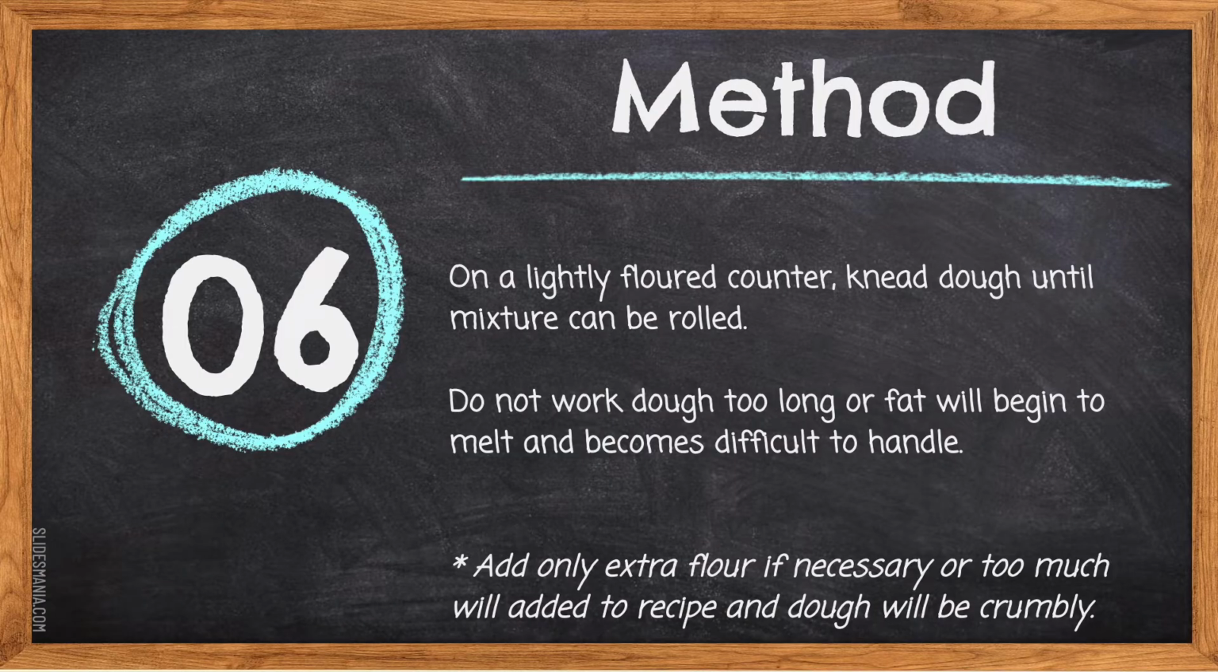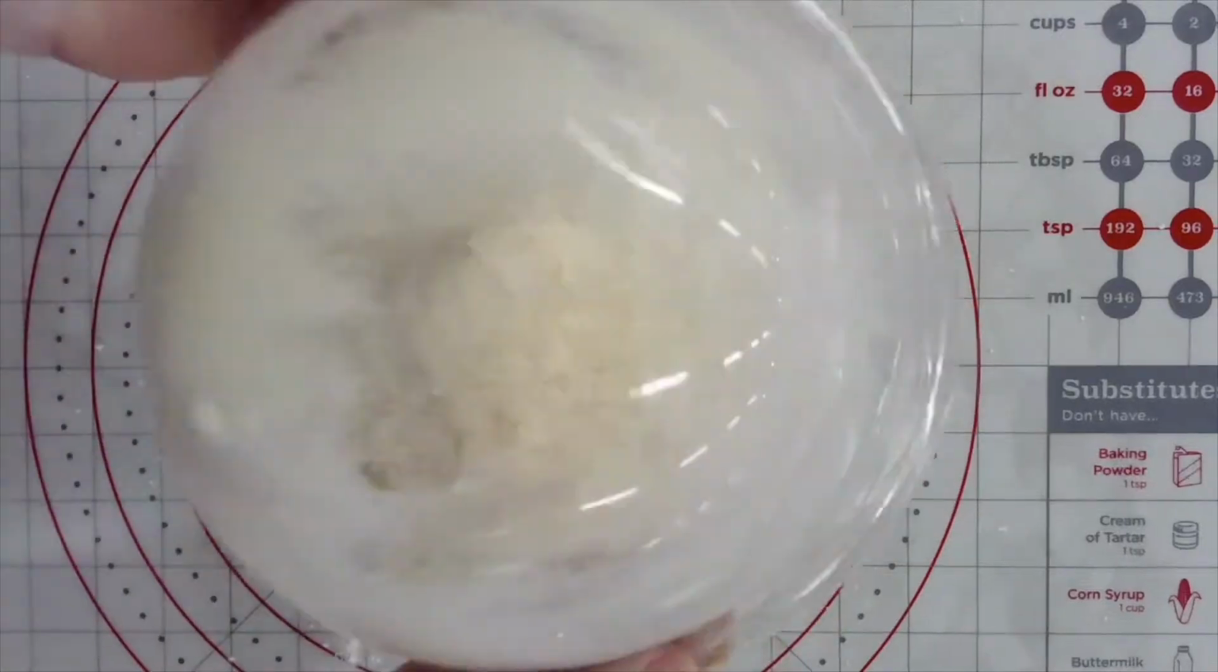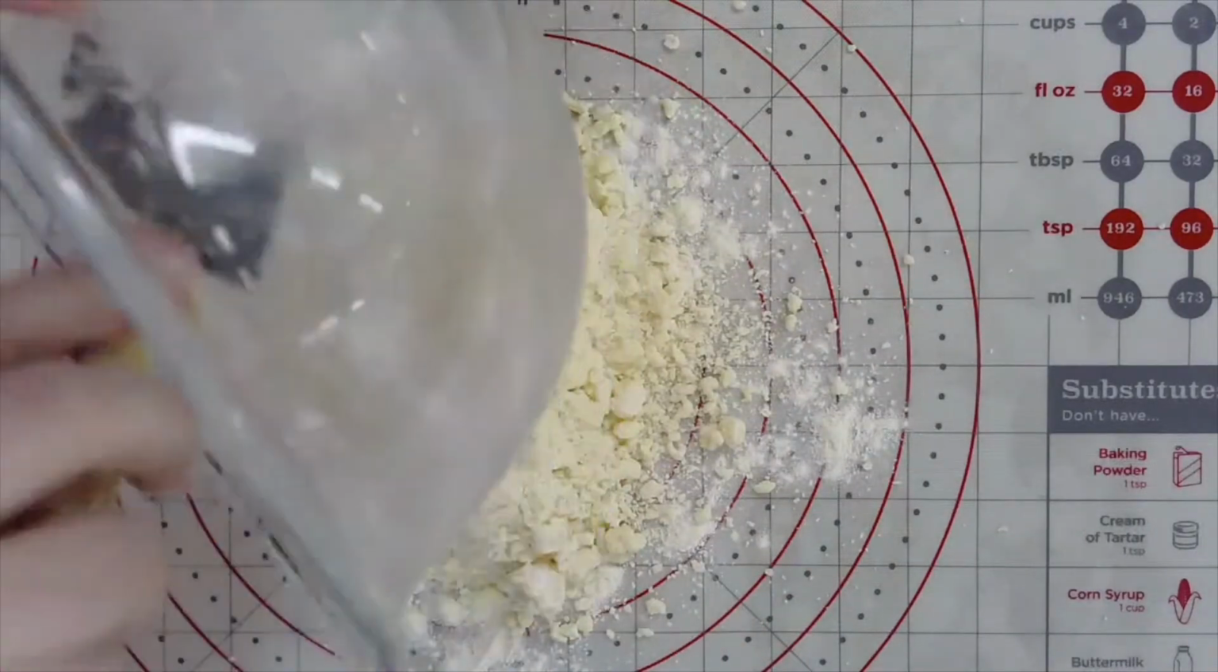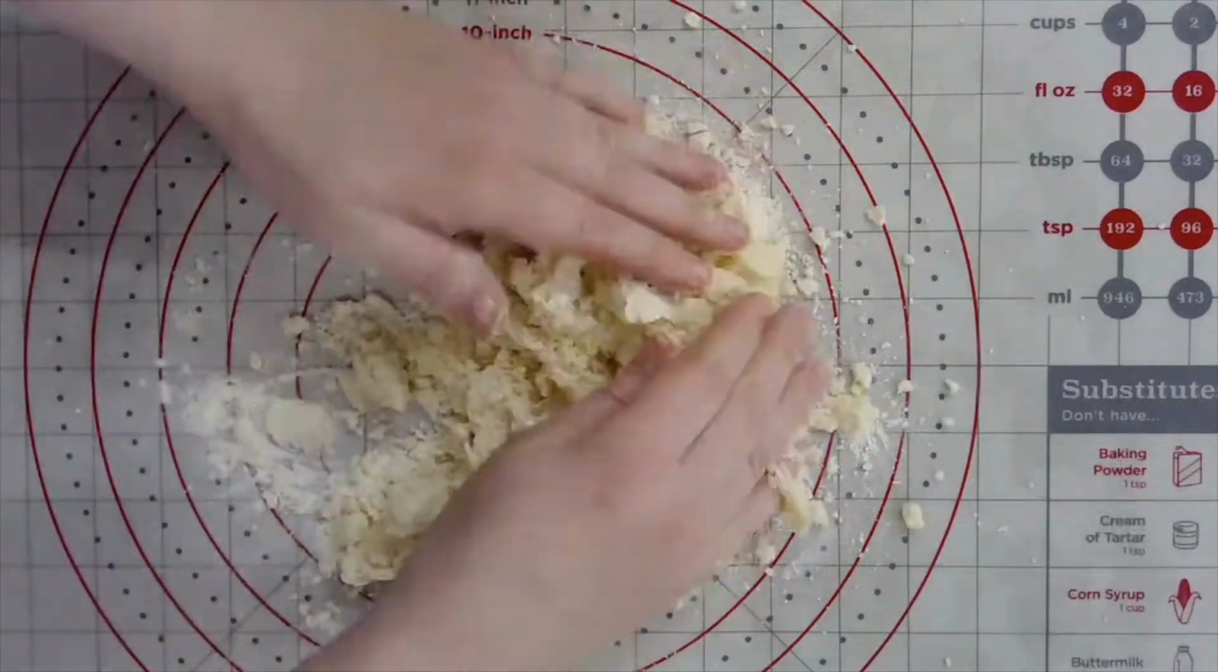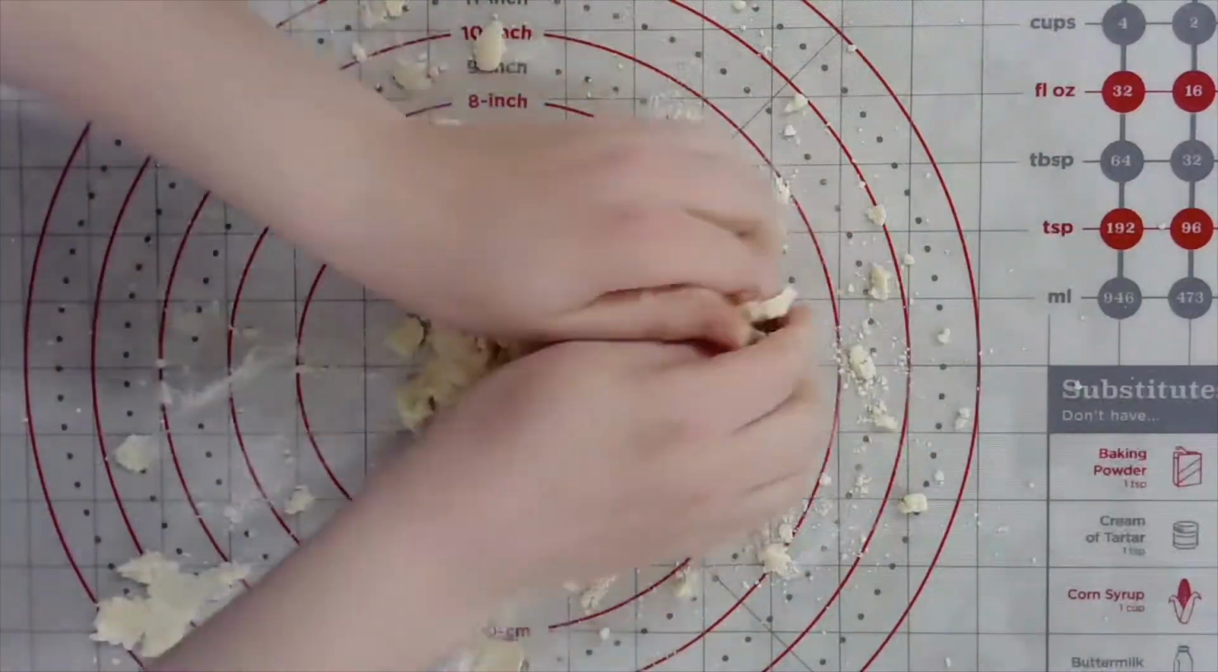Step 6. On a lightly floured counter, knead dough until the mixture can be rolled. Do not work dough too long or fat will begin to melt and become difficult to handle. Add only extra flour if necessary, or too much will be added to the recipe and the dough will be crumbly. The best tip I can give students is to make sure you do not overmix the dough with the electric mixer. In fact, you can undermix it, leaving it in a crumbly-like state.